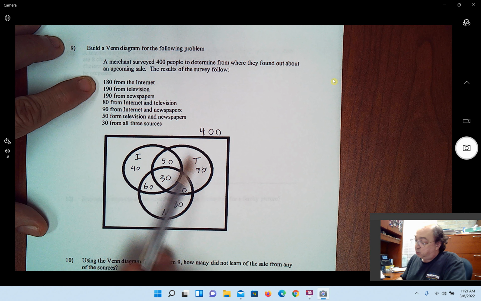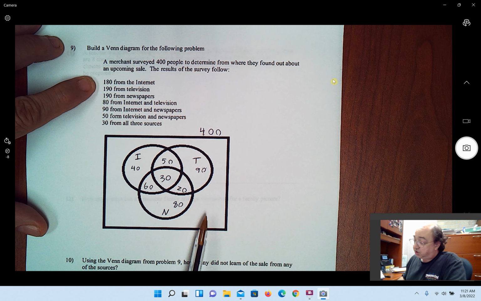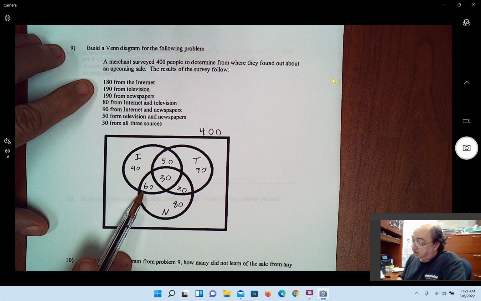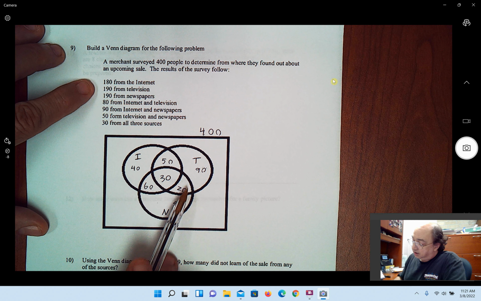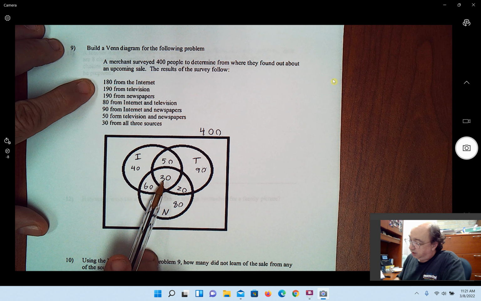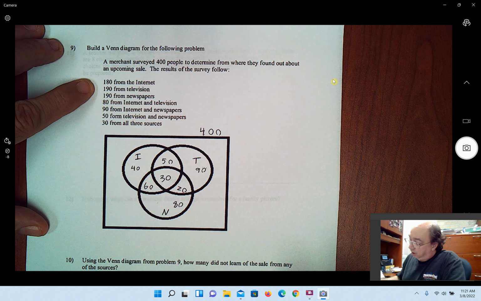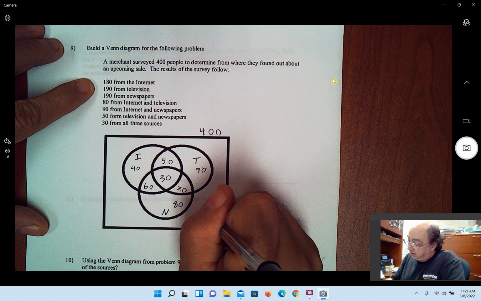And then there is one other region, and that's the region out here. So let's add all these up and then subtract that from my 400. So 40 plus 60, that is 100. 80 plus 20, that's another 100. So that's 200. That's 280. Plus 90 gives us 370, and 400 minus 370 is 30.